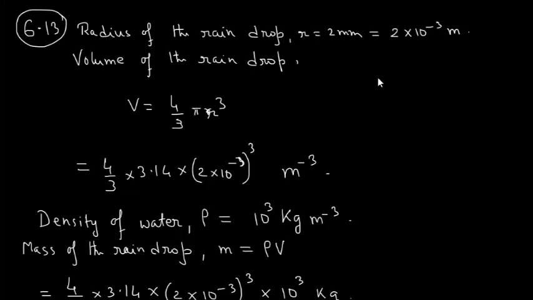So radius of the raindrop r is equal to 2 mm, that is 2 into 10 to the power minus 3 meter. Volume of the raindrop V is equal to 4 by 3 pi r cube, which is equal to 4 by 3 multiplied by 3.14 multiplied by (2 into 10 to the power minus 3) whole cube meter cube. Density of the water rho is equal to 10 to the power 3 kilogram per meter cube. Mass of the raindrop m is equal to rho into V.